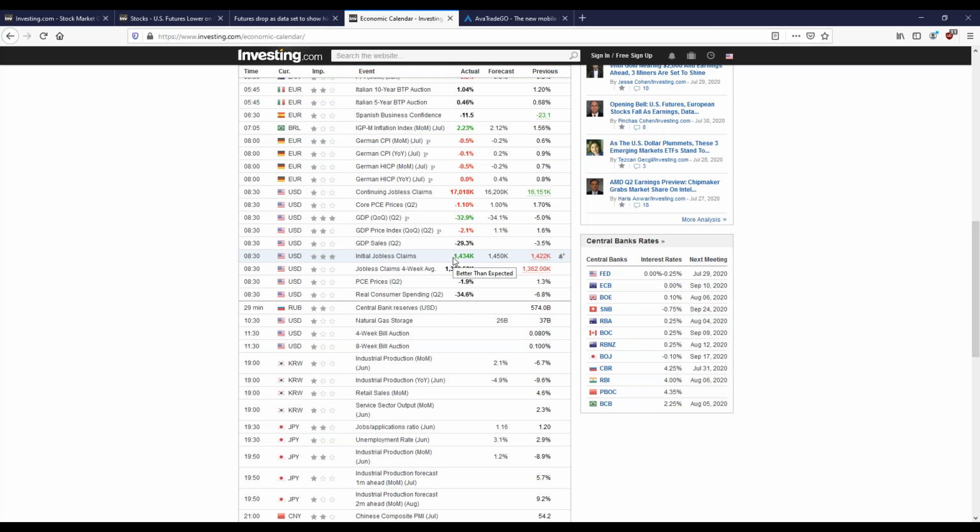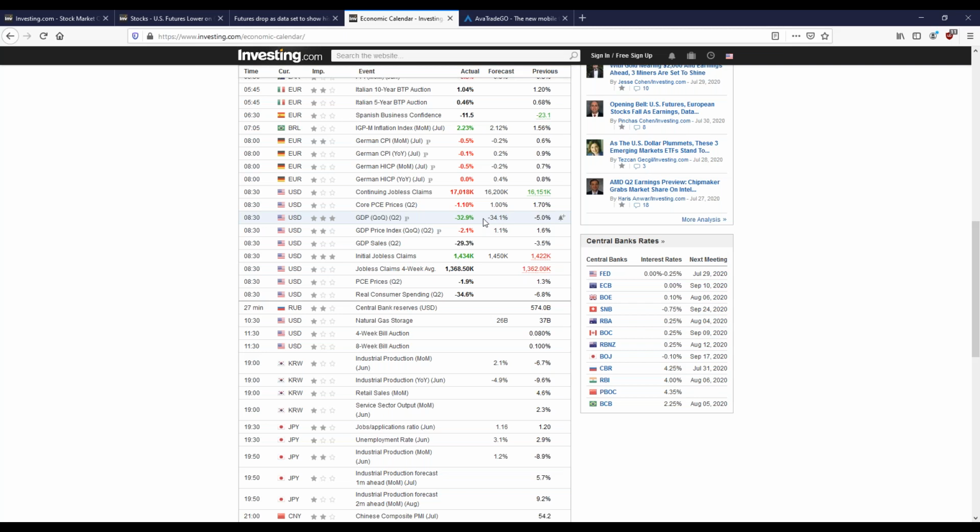Still a lot of jobless claims. If this was a normal situation, those would be really bad numbers. But given the pandemic situation, not as bad as expected. If we look at GDP, okay, this is what I was saying. Those are really bad numbers, 32.9, but not as bad as expected. The expectation was negative 34%, and it was negative 32.9.